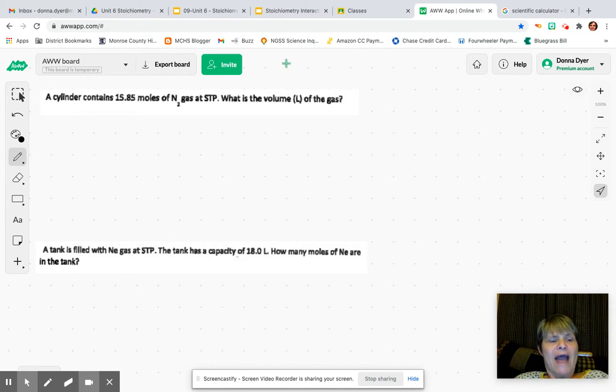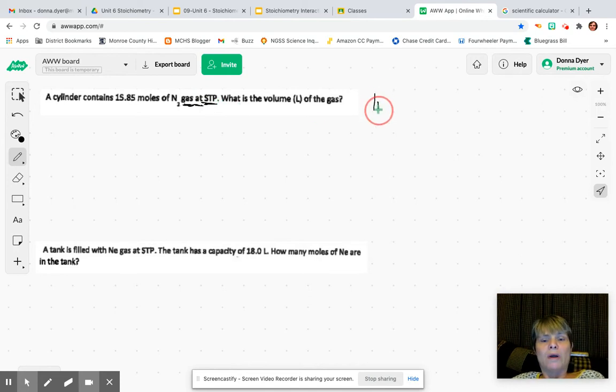So the first one we have here, notice this is more like a word problem, but it doesn't matter. We're going to do it the same way that we've been doing all of our factor label problems up to this point. So our problem says a cylinder contains 15.85 moles of nitrogen gas at STP. So when I see that STP, and also it tells me gas, a gas at STP, I know the conversion factor I'm going to use.